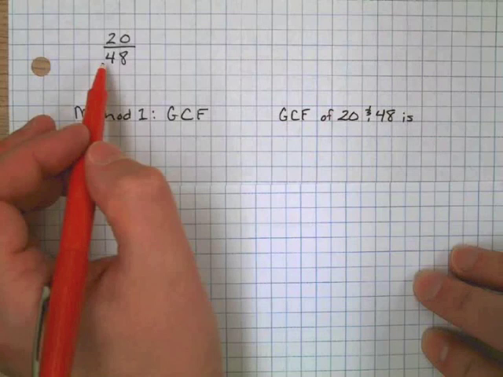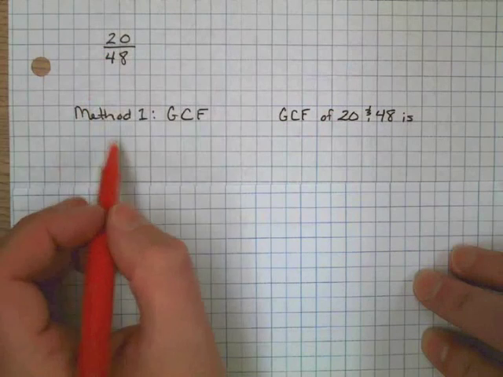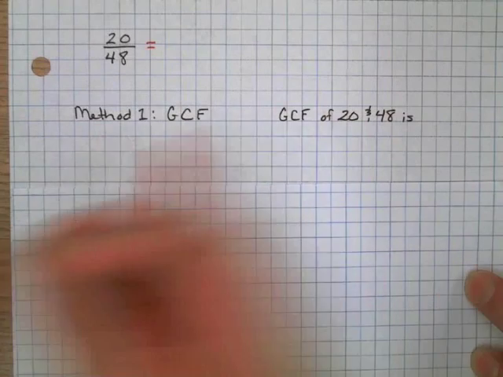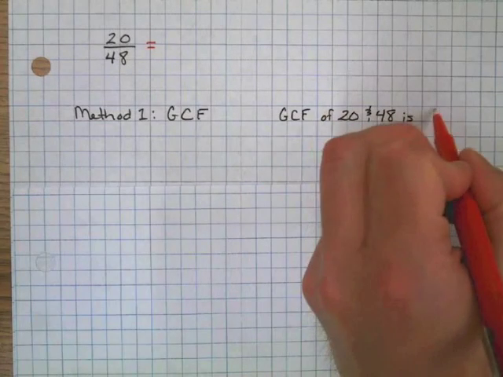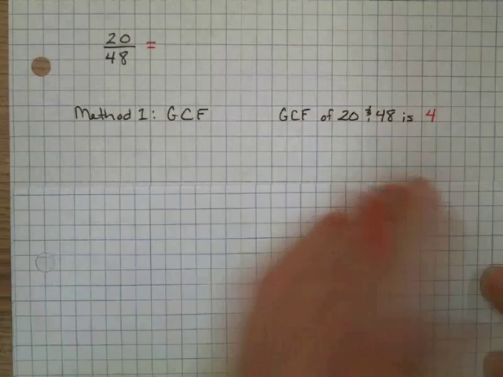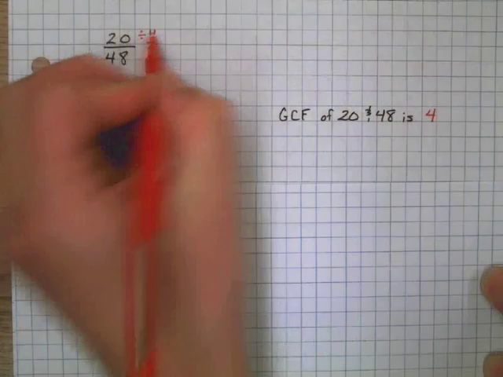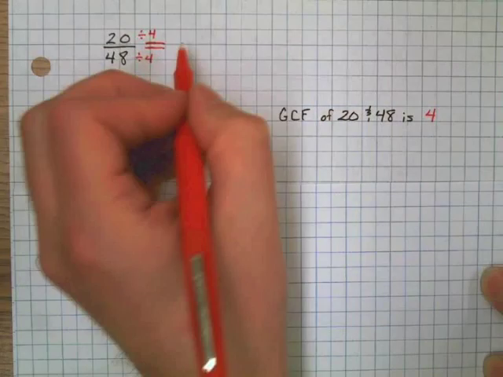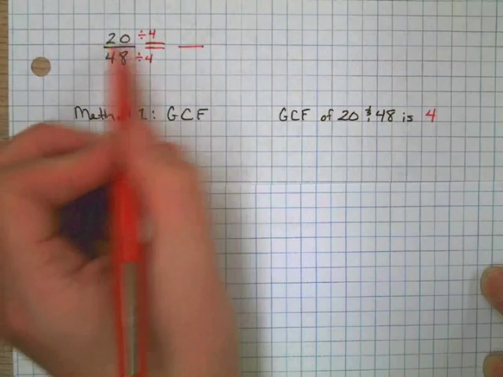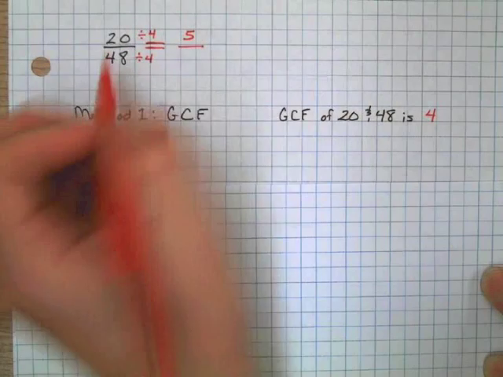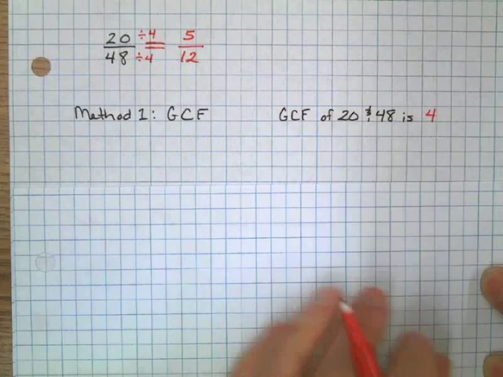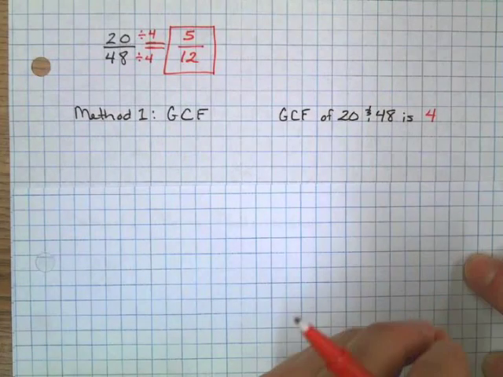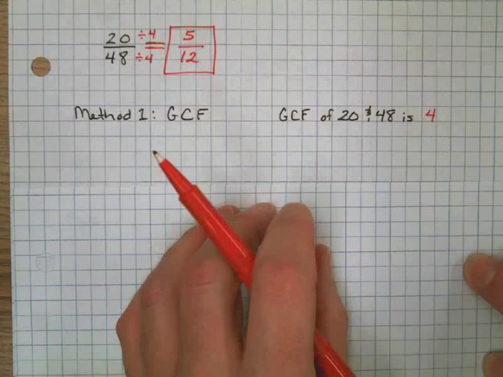Well, here we have a greatest common factor that's larger than 1. So to find out the simplest form, we can use greatest common factor. The greatest common factor of 20 and 48 is 4. If I know that's 4, then I can divide the numerator and the denominator by 4 and come up with my simplest equivalent fraction. So 20 divided by 4 is 5, and 48 divided by 4 is 12. So 5/12 is the simplest form of an equivalent fraction for 20/48.